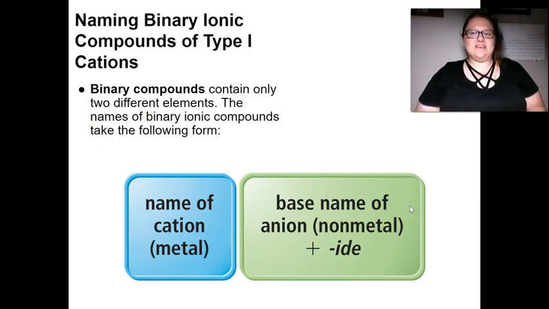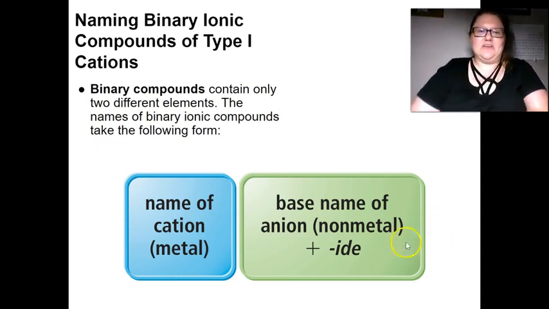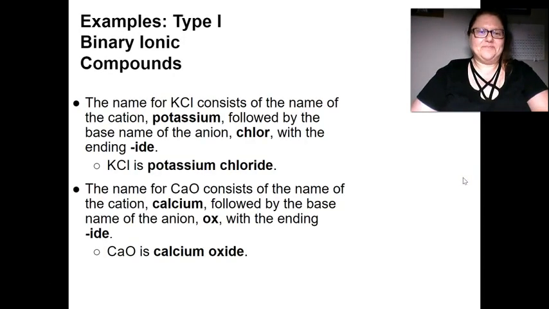So the way we name these is we name the cation, which is whatever metal, and then we take the base name of the anion and put the IDE ending, and that becomes the name for our type 1 ionic compound. Here's a couple examples. So KCl is potassium. We don't change the name of our metal. Followed by chlorine, but here it's a compound, so it's an ion, so it's ide. So KCl would be written as potassium chloride.